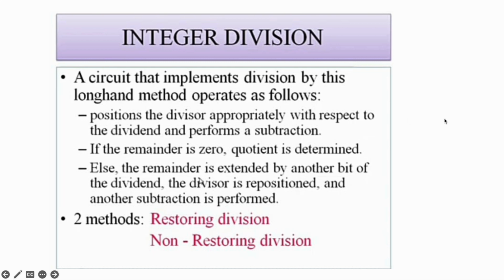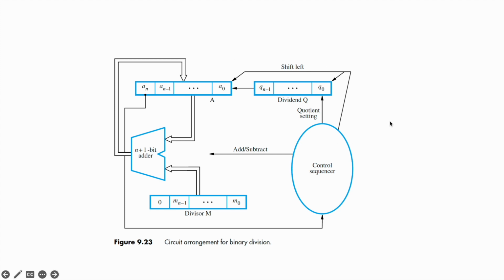Two types of division algorithms: restoring division and non-restoring division. So this is a circuit required for binary division. It contains register A, register Q and register M. The dividend is present in register Q and the divisor will be present in register M. We have an n plus 1 bit adder for adding register A to register M. We have a control sequencer which tells the n bit adder to either add or subtract the value of M to the A value, and it is going to set the least significant bit of the dividend.